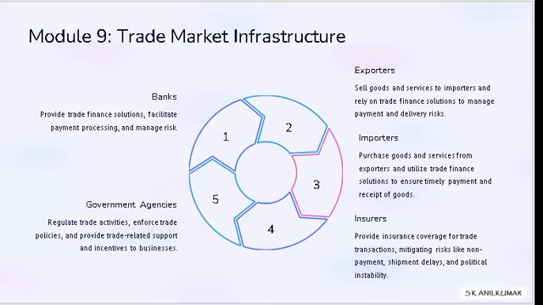In module 9, we talk about trade market infrastructure. We talk about the banks, other government agencies like EXIM or ECA, customs, the buyers and sellers, and insurers, what is their interplay, and how the transport, logistics, and warehouse companies facilitate trade. So, this is how this course has been structured.